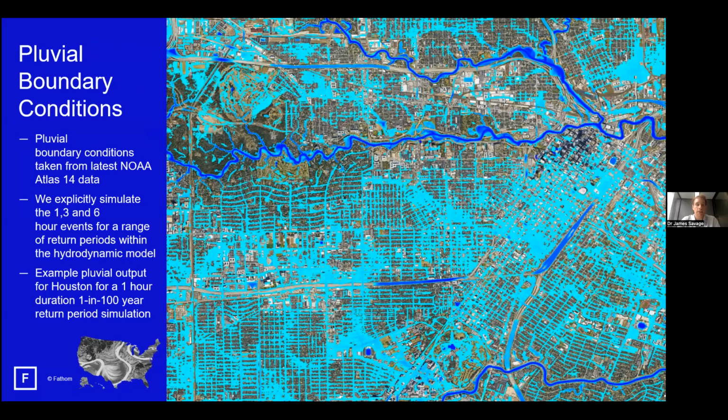For our pluvial model, we take rainfall intensities from the NOAA Atlas 14 dataset. What we do is we simulate explicitly the 1 hour, 3 hour, and 6 hour rainfall events for a range of different return periods within the hydraulic model. And again, this is another example for Houston. This is a 1 hour rainfall simulation for a 1 in 100 year flood event. And again, you start to see the key flow pathways being picked out along streets and smaller river channels as well.